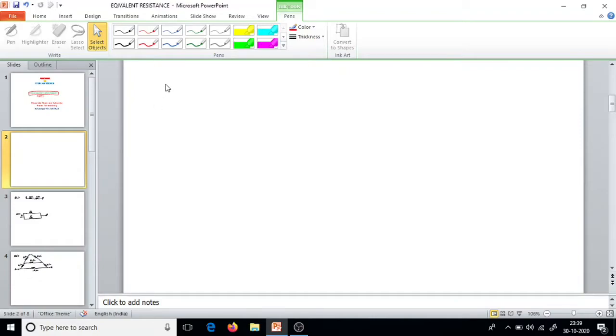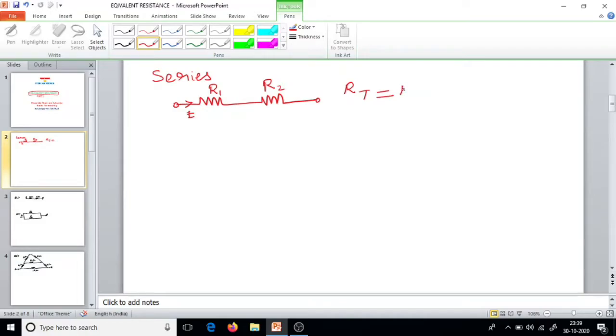Now, what is a series circuit? How are resistors connected in series? Resistors in series are connected end to end. A series circuit has the same current. In a series circuit, the same current flows and the voltage is distributed between the resistors. So if this is R1 and this is R2, the total resistance RT equals R1 plus R2.